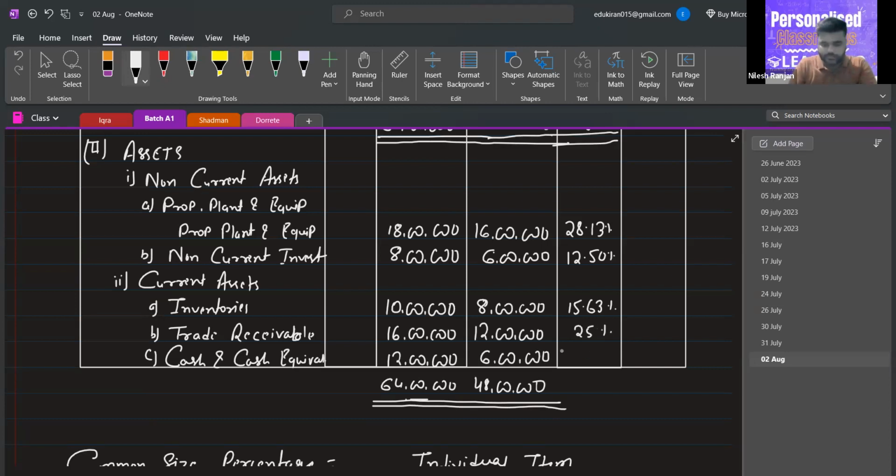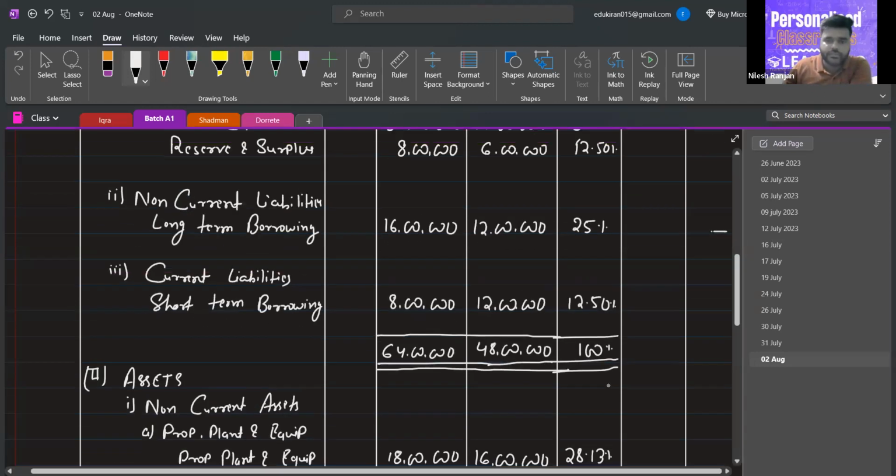And 12 lakh divided by 64 lakh is 18.75%. Actually, this will be 15.62. Okay. So this is our first part. This will be your 100%.